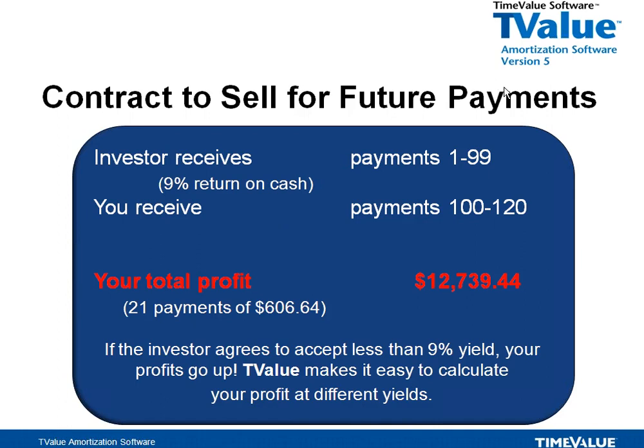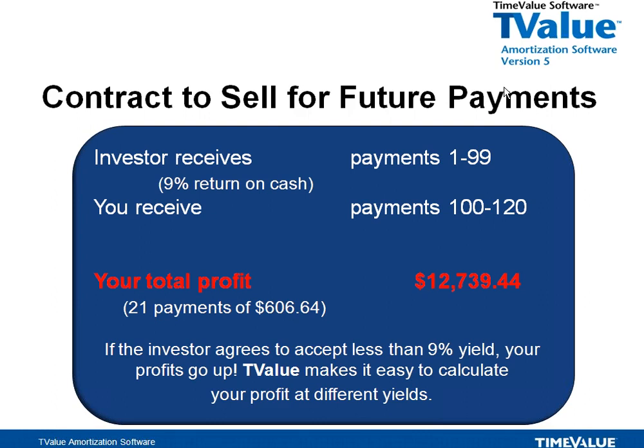So the investor receives payments 1 through 99. He's getting his 9% return. You're going to receive payments 100 through 120. So therefore you get 21 payments of $606 for a total profit of $12,739.44.